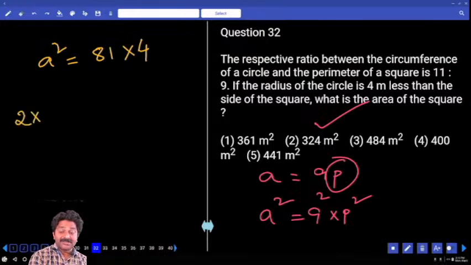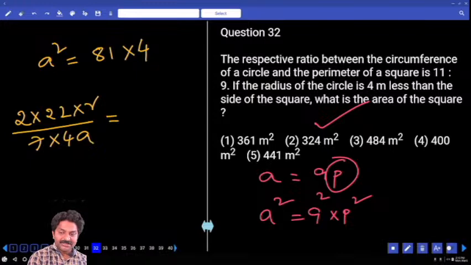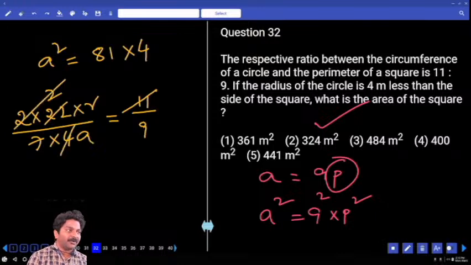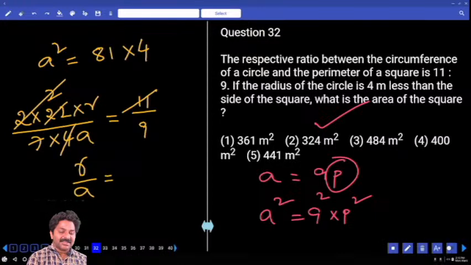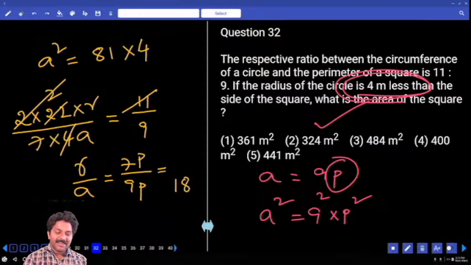If you want to solve it: the ratio between the circumference of the circle, 2 pi r, 2 into 22 by 7 into r, and the perimeter of the square, 4 times a, is equal to 11 by 9. 11 cancels, and 2 into 2, 4 gets cancelled. From this, r by a is equal to 7 by 9. That means I can take it as 7 parts and 9 parts. The difference is 2 parts. Here they said the difference is equal to 4. If 2 parts is equal to 4, 1 part is equal to 2. 9 parts in the sense 18. a is equal to 18. Concluded here. The area of the square is 18 square, 324.